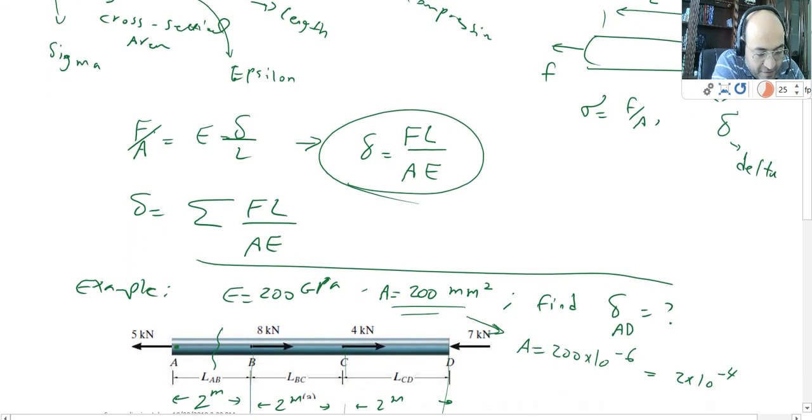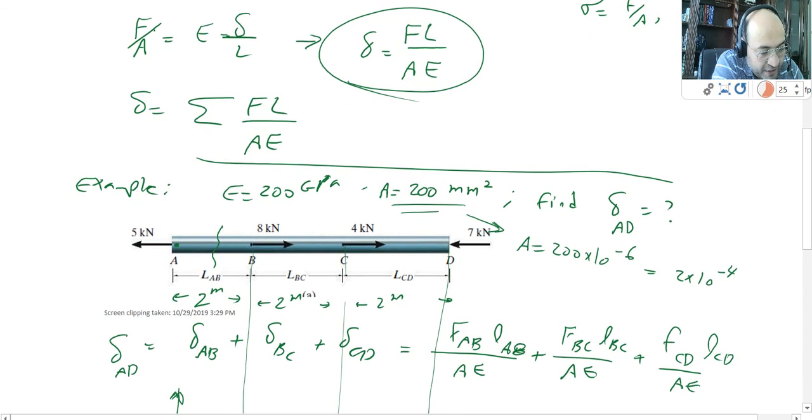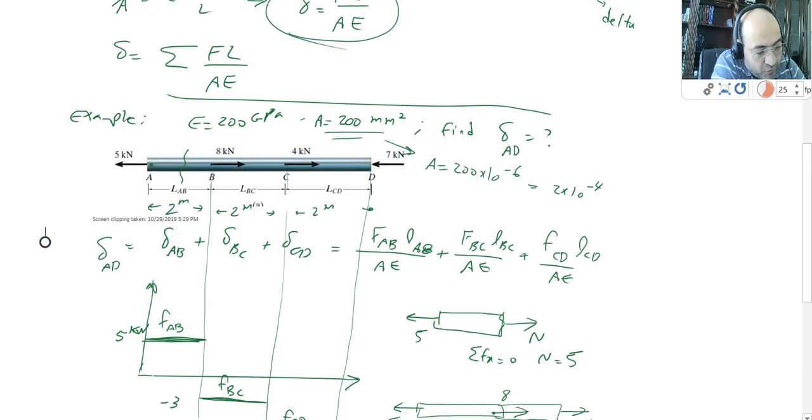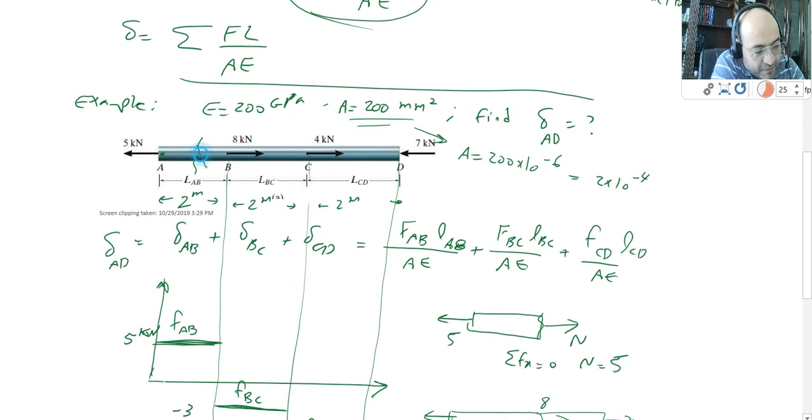I mean that in this example, the question asks me to find delta AD. So if I want to find delta AD, I need to find the stretch or compression in every part. In part AB, I need to find how much force I have and how much elongation at the part AB is. Then moving on to part BC, same thing. I need to find how much the force is and how much the elongation is, and then CD. So basically I can say delta AD is equal to delta AB plus delta BC plus delta CD.